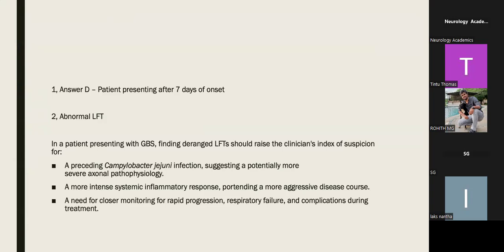important is, first, it can indicate a preceding Campylobacter jejuni infection, suggesting a potentially more severe axonal pathophysiology. And most importantly, it may be indicative of a more intense systemic inflammatory response, portending a more aggressive disease course. This obviously indicates a need for closer monitoring for rapid progression, respiratory failure, and complications during treatment.